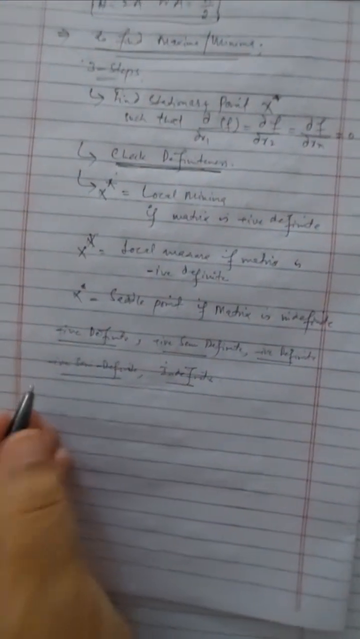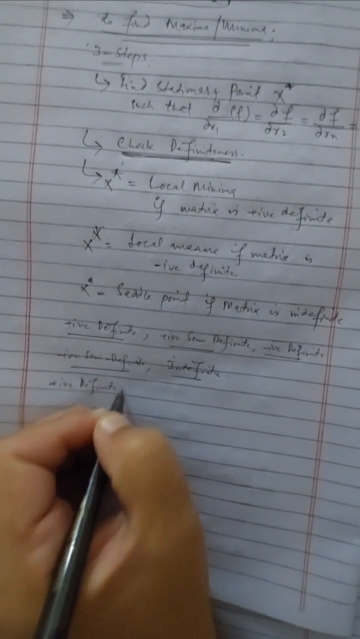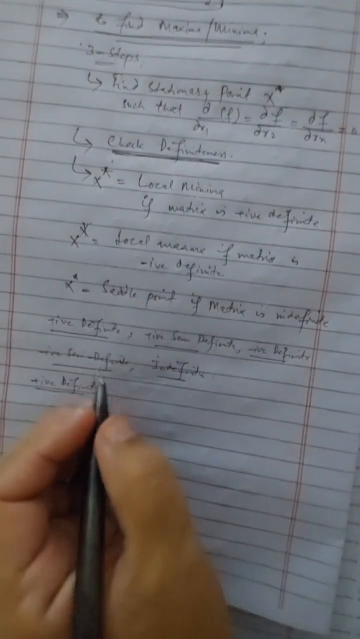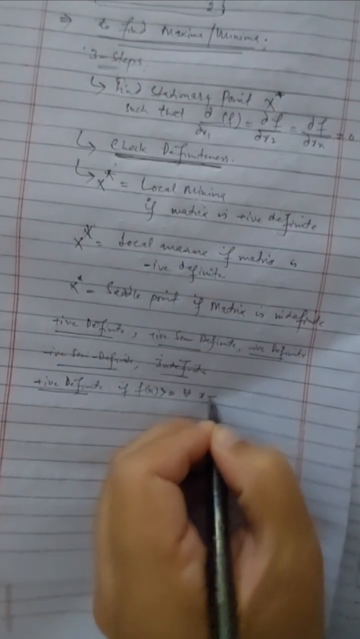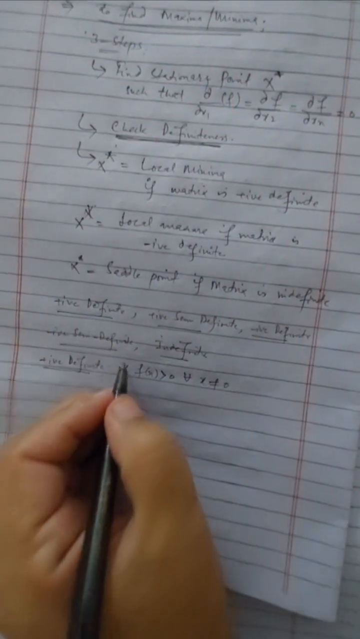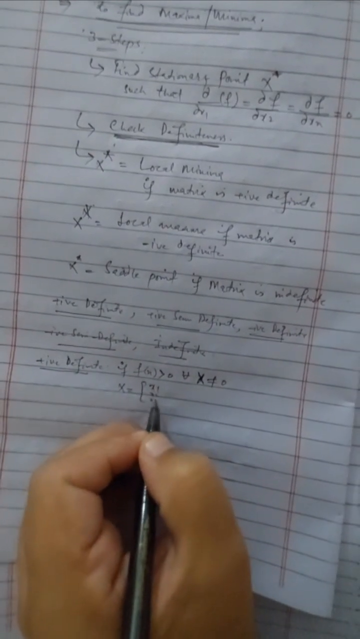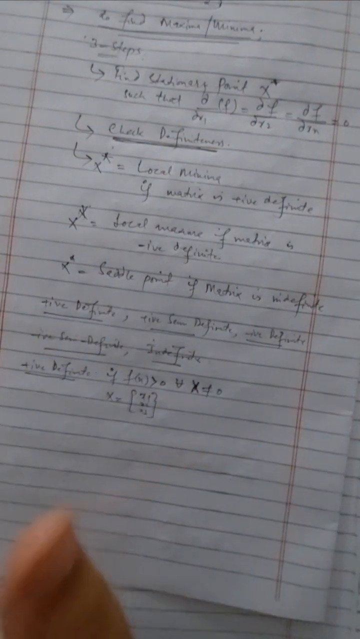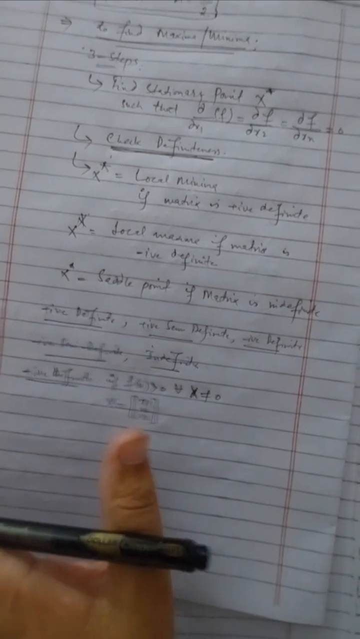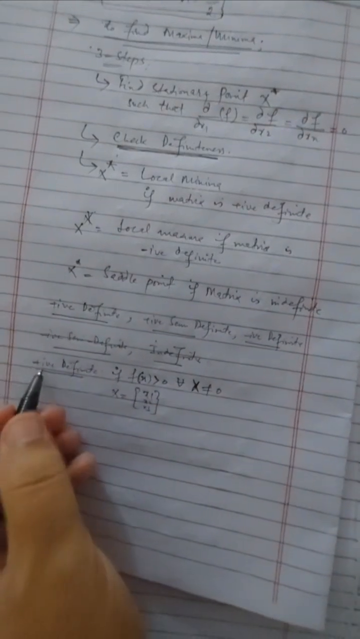For the positive definite, we say that f of x is greater than 0 for all x not equal to 0. This is the bold x, and x is equal to x1, x2, x3. It means that x1, x2, x3 can carry the values 1, 2, 3 and up to infinity, but not equal to 0 or below that. And we get the function value as greater than 0, then it is positive definite.